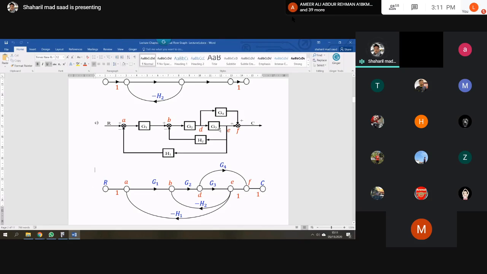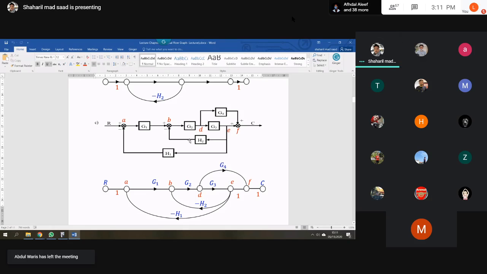Okay, and then you draw from D to F. D to F is G4, and it's plus because this one is plus. And from E to B is H2, E to B is minus H2. And E also has H1 going to A. So minus, minus because of this one, minus. H2, of course, this one is minus. Okay.